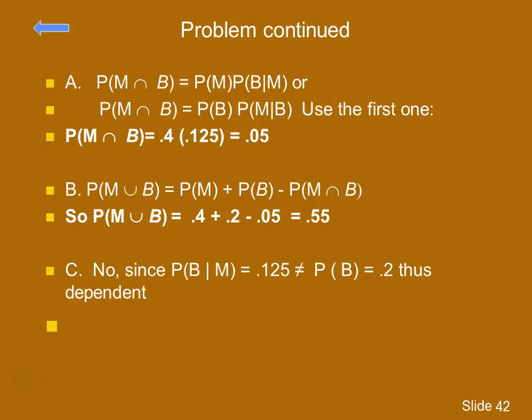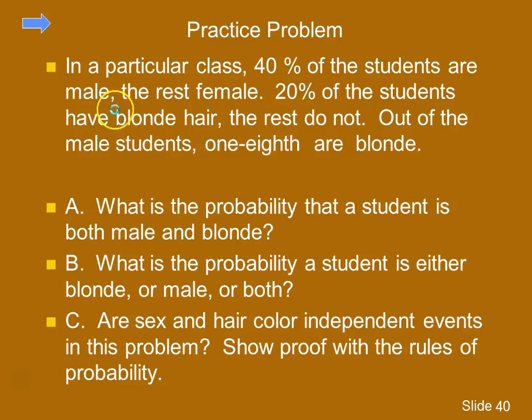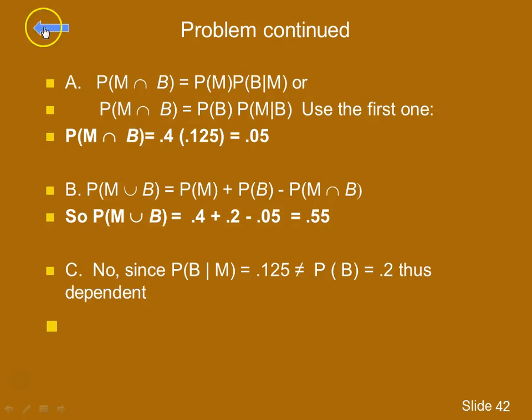Now we're ready to tackle the problem. Let's go back to the problem and see what they asked us to find. Part A, what's the probability that a student is both male and blonde? You should recognize this "both" as an intersection. So on part A of the problem, we're going to solve for an intersection. Male intersect blonde.